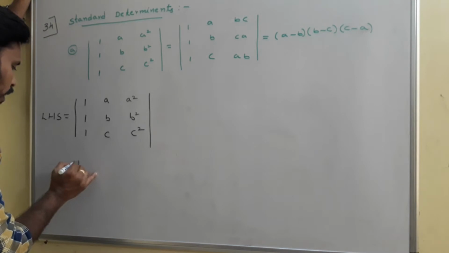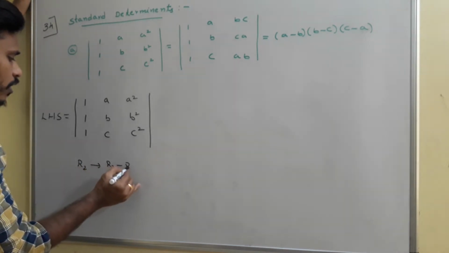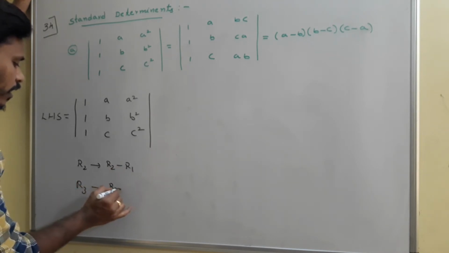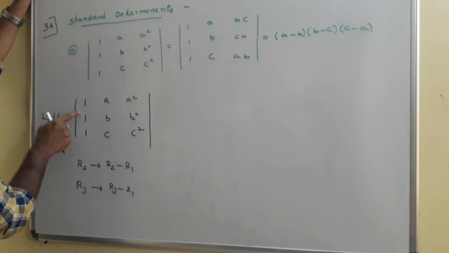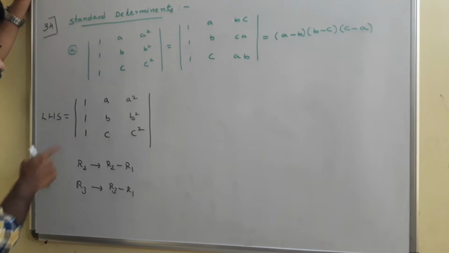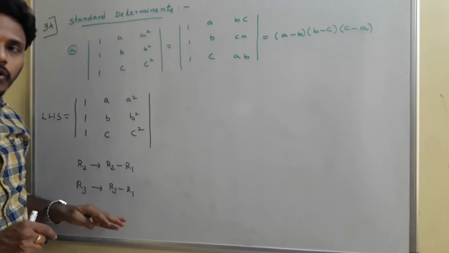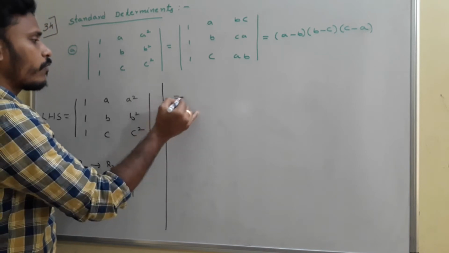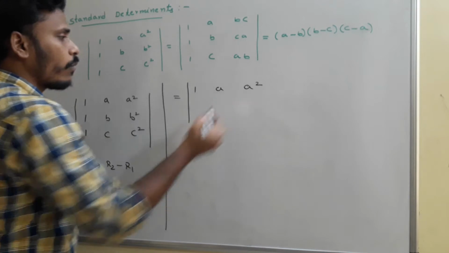And here the required row operations are, you just change row 2 such that R2 minus R1, and change R3 such that R3 minus R1. With these transformations, if you look, R2 minus R1 makes it 0, R3 minus R1 makes it 0. Just have a look. I am changing the second row and third row, but the first row remains unchanged. Okay, you just don't disturb that first row. You just write the same elements in the first row, 1 a square.